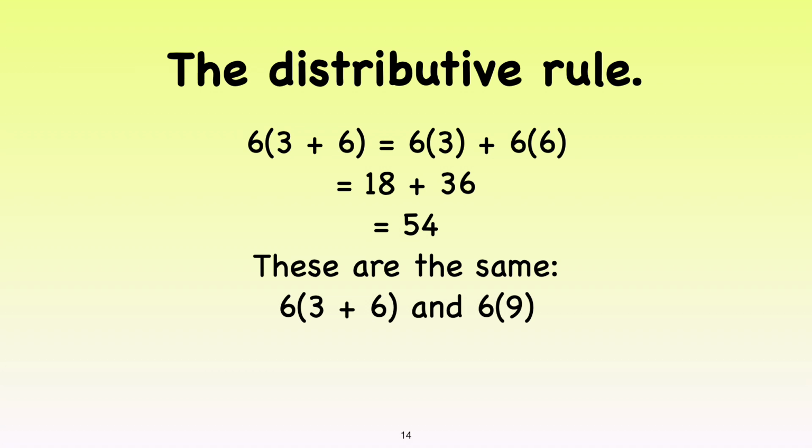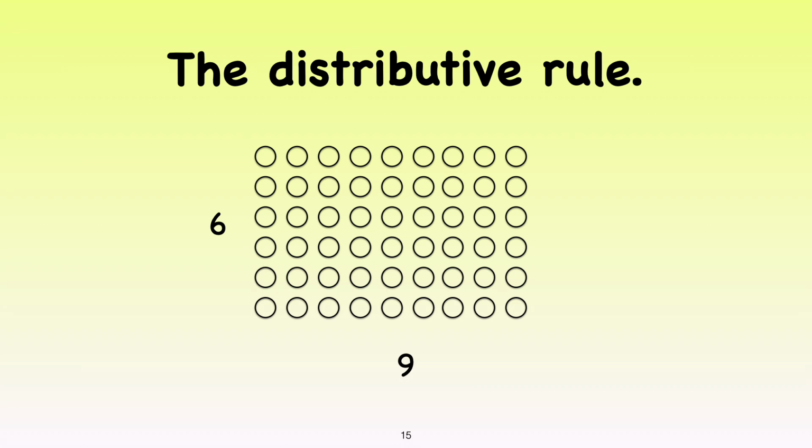6 times 3 plus 6 is the same as 6 times 9. You knew that. 6 times 9 is 54. I told you this is a little example.